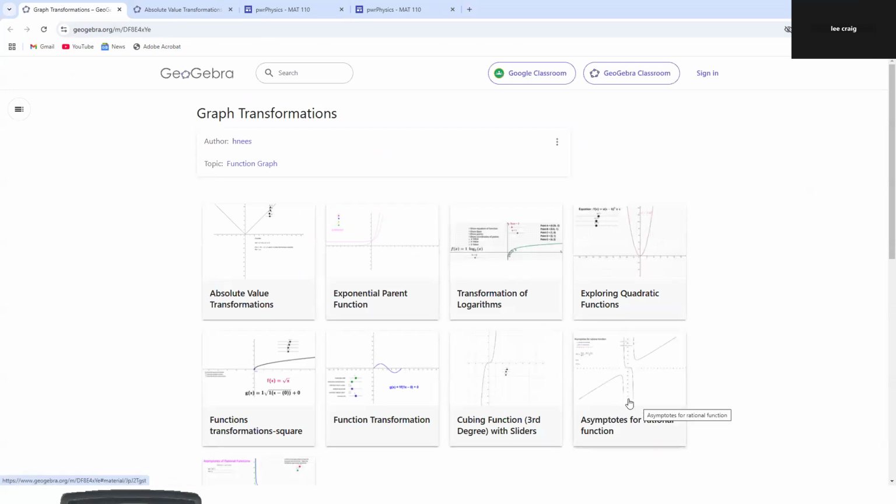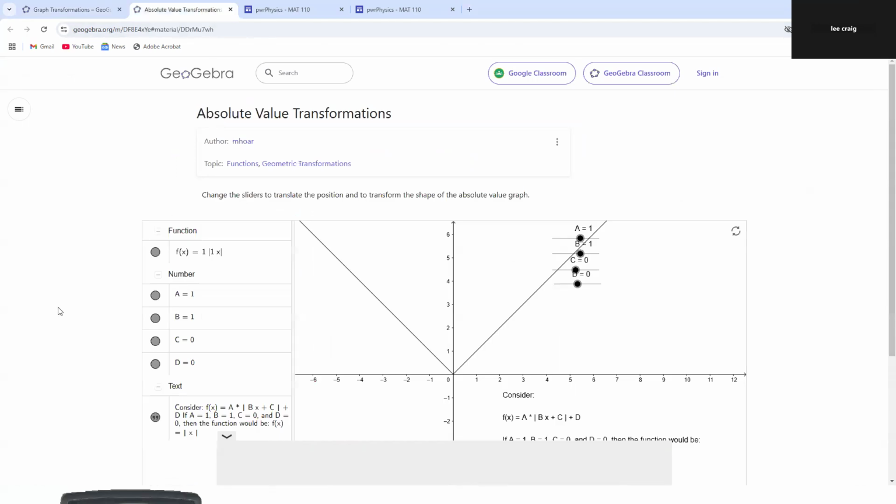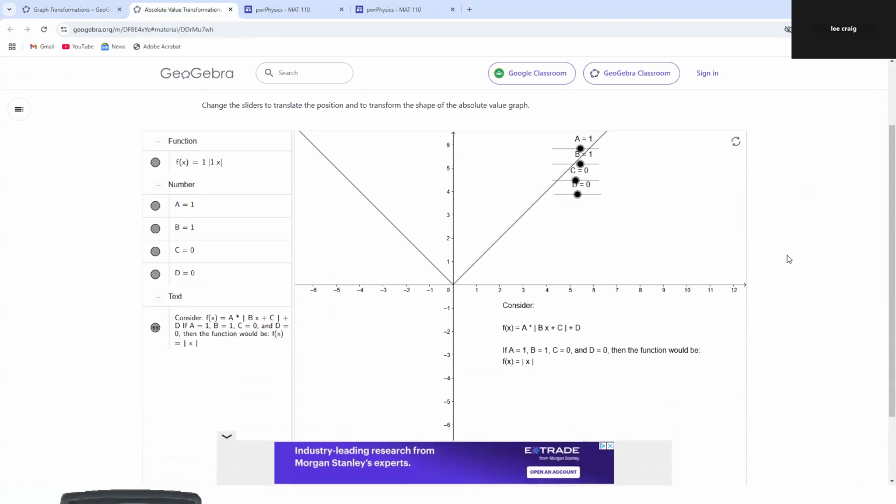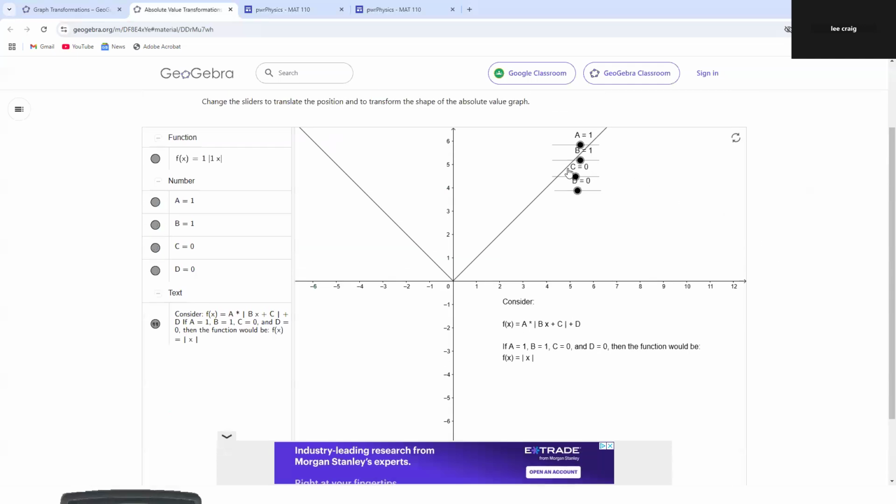So if you want to play with these things and say, here's my square root function, use the little sliders to apply a vertical shift, a horizontal shift, whatever. Those are all there. But we're talking about absolute value transformations. There is one of those. So I'll put that up here, and you can see those sliders that I'm talking about. Unfortunately, they called it ABCD instead of ABHK. We're just going to have to deal with that.